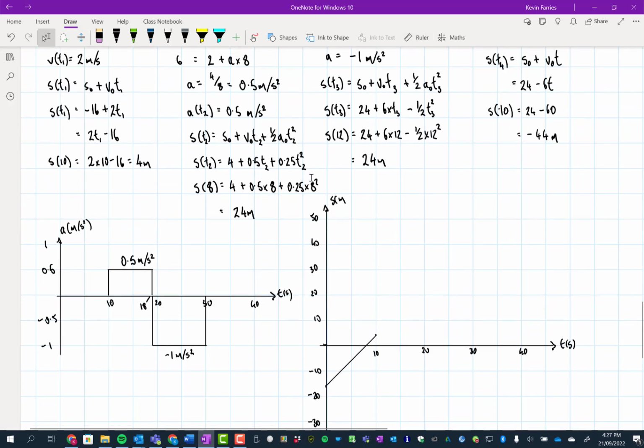So what have we got? We have S at time t, where t is the time from the start of the stage. It's going to be 4 plus 0.5t plus 0.25t squared. And by the time it gets to, why did I do 8? Oh yeah, 8 seconds in. So by the time it gets to the end of this stage, which is at 18, it's going to be at 24. So it's going to be here somewhere.